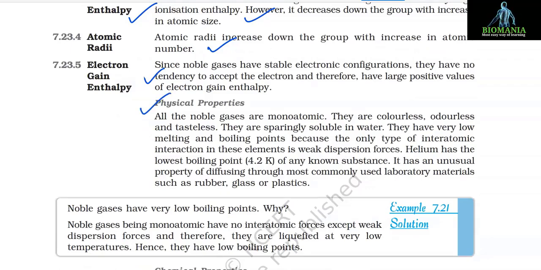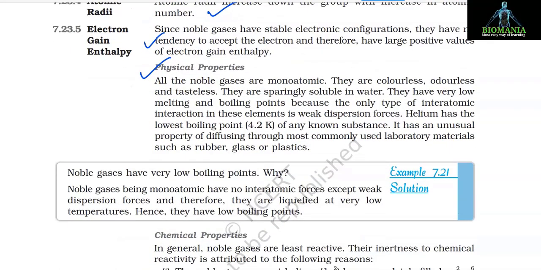Physical properties. All the noble gases are monoatomic. They are colorless, odorless and tasteless. They are sparingly soluble in water. They have very low melting and boiling points because the only type of interatomic interaction in these elements is weak dispersion forces. Helium has the lowest boiling point.